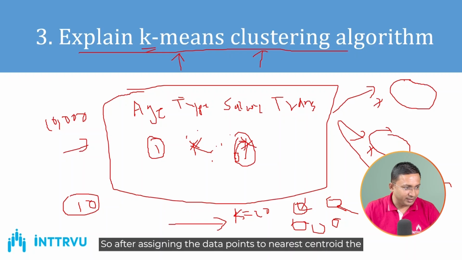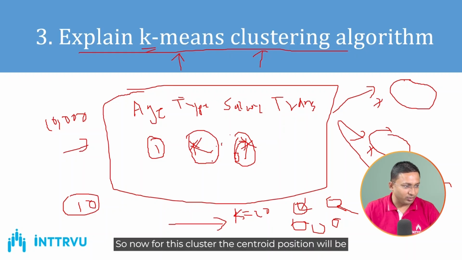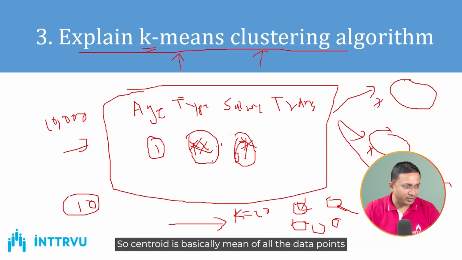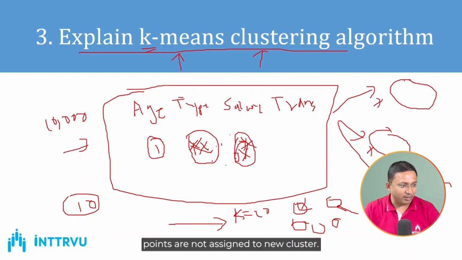After assigning the data points to the nearest centroid, the centroid position is updated. So now for this cluster, the centroid position would be here. The centroid is basically the mean of all the data points. And for this cluster, now the centroid position is over here, the center position of the cluster. And then these steps keep on happening till we reach a point where data points are not assigned to a new cluster. So that is nothing but k-means clustering.